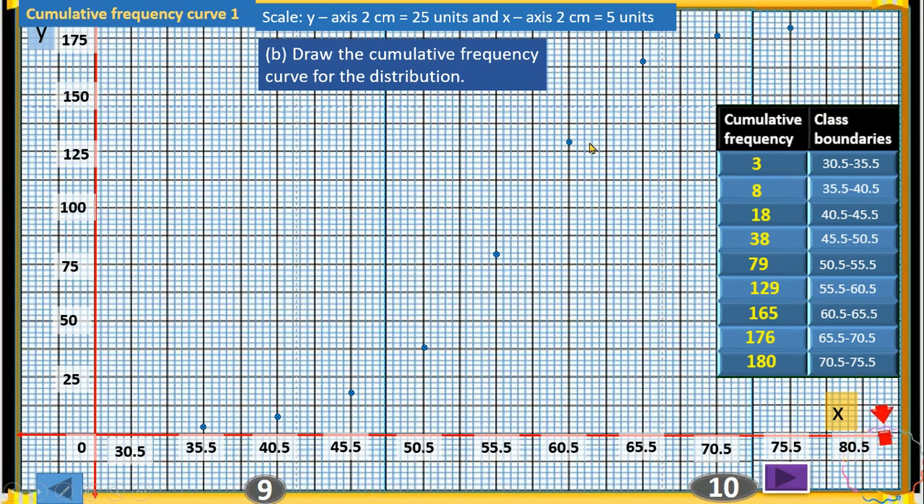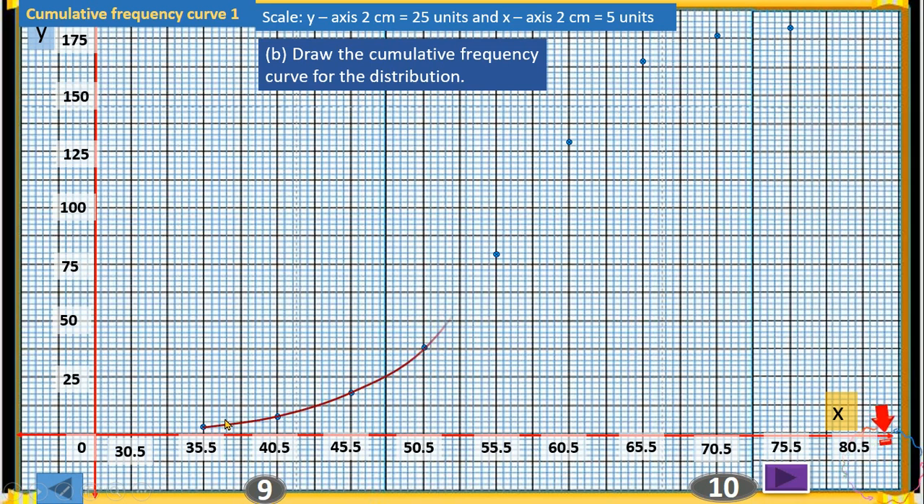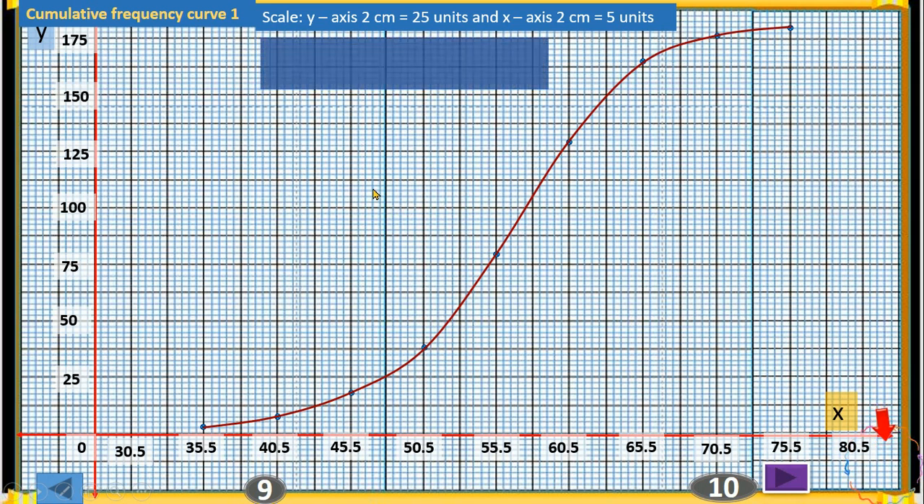So now we have all the points correctly plotted. We are going to join these points with a smooth curve. That gives us the cumulative frequency curve. Then we are going to use this cumulative frequency curve to answer our questions.